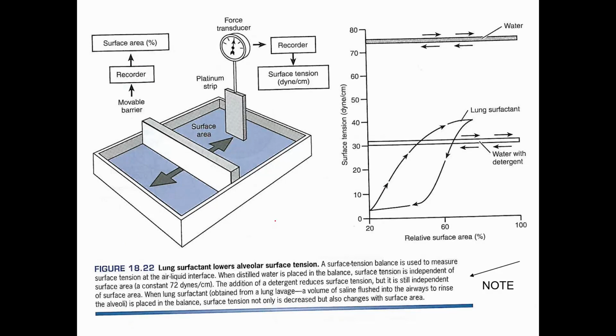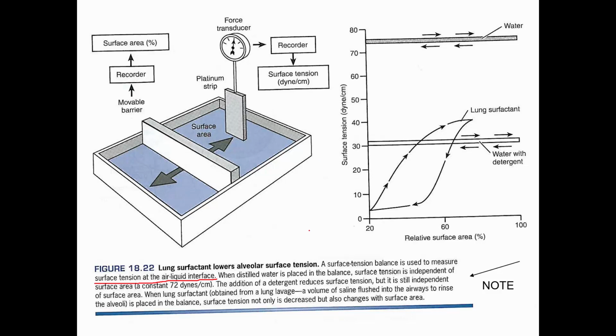So as promised, the first thing we need to talk about is the concept of surface tension and surfactant and all those sorts of things. So this is a device that measures surface tension, and that's not what's so important about this diagram. I really like the legend here. So this is a device that's used to measure surface tension. Surface tension is something that happens at the air-liquid interface.